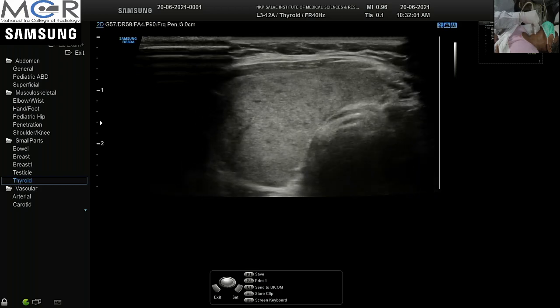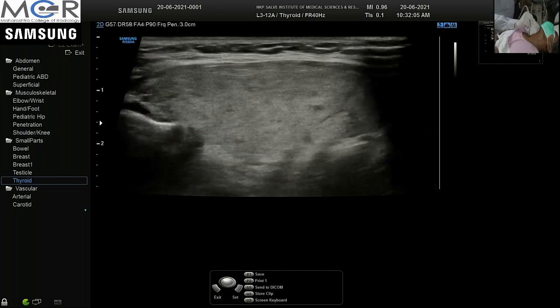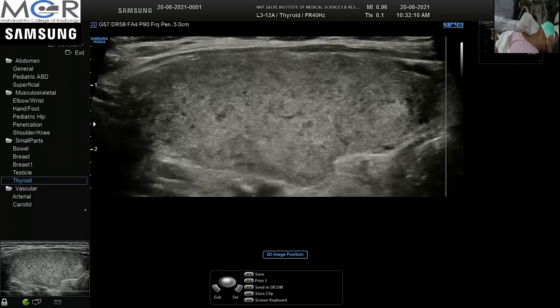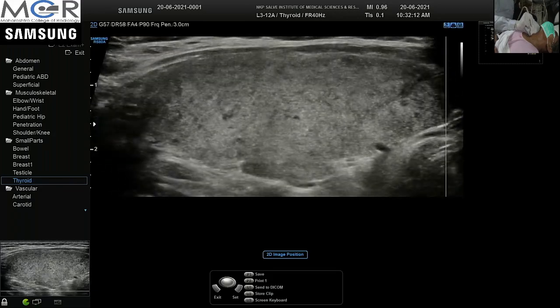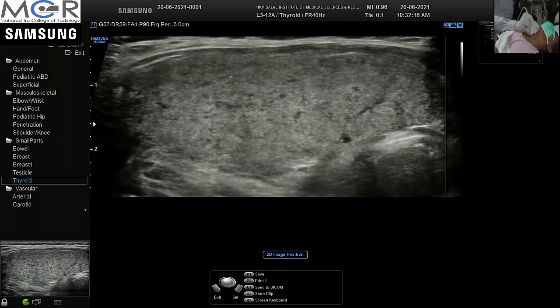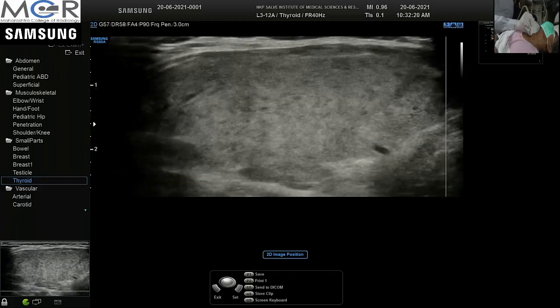And the small hypoechoic areas you see, they are called pseudonodules. If we enlarge this, we may be able to see it in a better fashion. It appears that there are multiple nodules, but they are not. They don't have significant margins, or they are not well defined. So they are called pseudonodules.